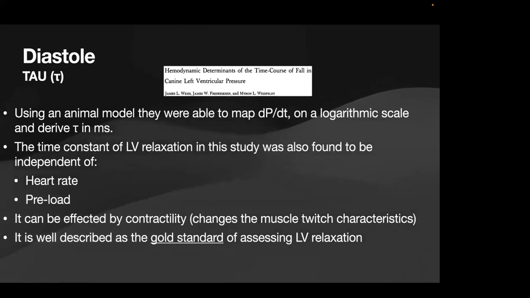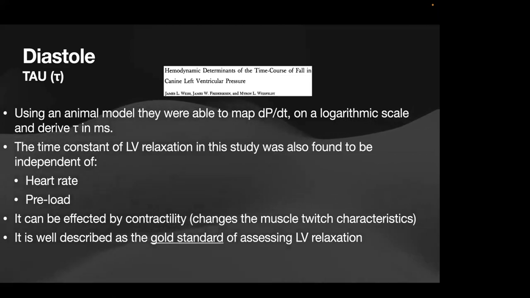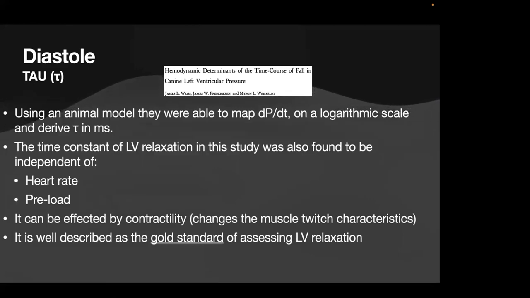They also started to manipulate the cardiovascular system to see if there's anything that affects tau, okay? And what they found, and this is important, is that tau was independent of both heart rate and preload, okay? They did find that there is a change in tau based on contractility. So they gave the dog hearts epinephrine, they gave them acetylcholinesterase inhibitors. They tried to manipulate the contractility of the heart in any way possible, and they found that there is a change in tau. So tau does change with the cellular conditions of excitation, but it has no change with your preload or your heart rate.